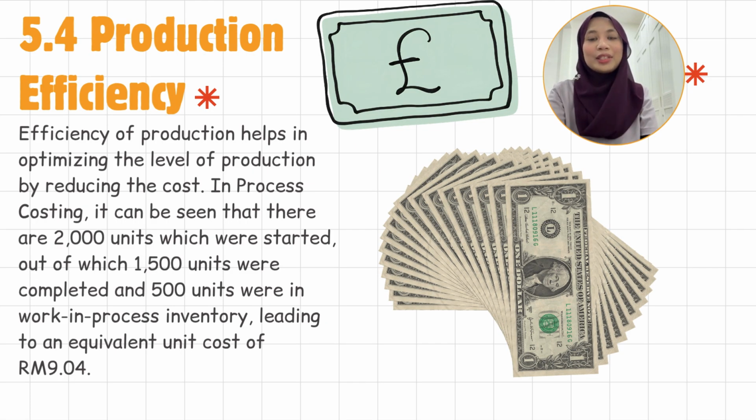Last but not least, we'll continue with production efficiency. Production efficiency helps optimize output while reducing costs. In process costing, 2,000 units were started with 1,500 completed and 500 in process, resulting in an equivalent unit cost of 9 ringgit 4 cents.